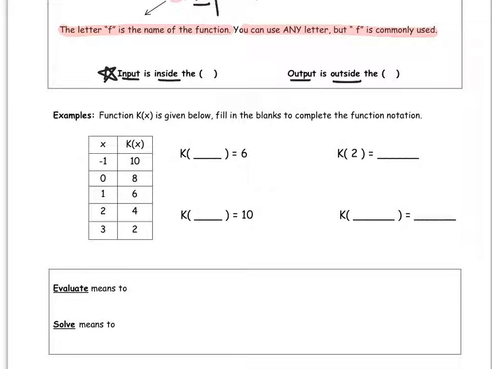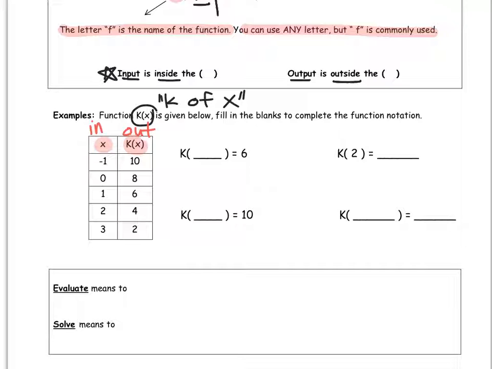Again, here we have a function k of x. I'm just going to write here k of x. That's how we read that. K is the name of this function. So our table has inputs and outputs, but this time instead of the word in, I wrote x. And instead of the word out, I wrote k of x. That's my output. But really, these are inputs on the left column and outputs on the right.